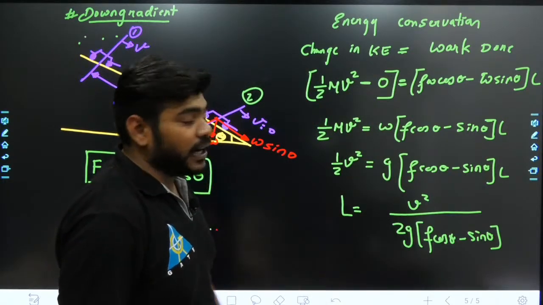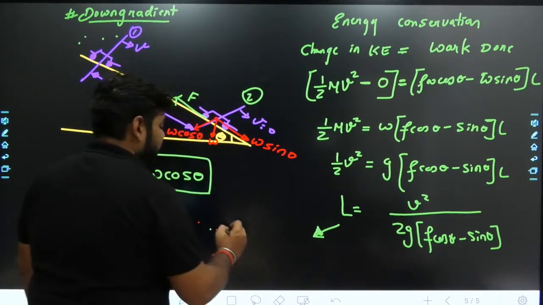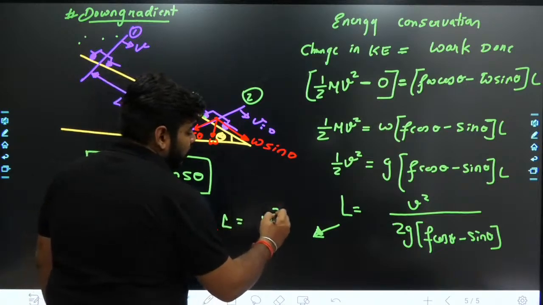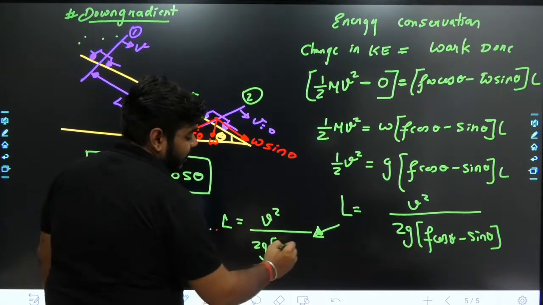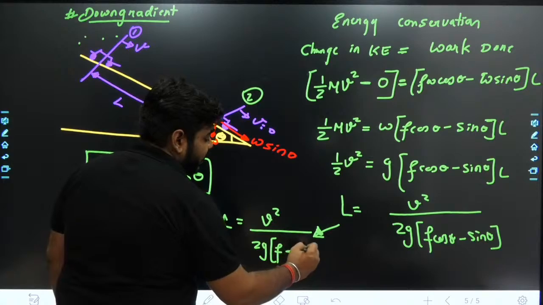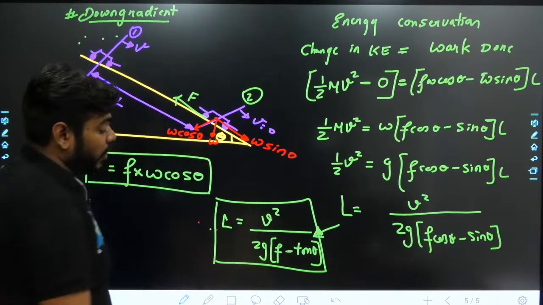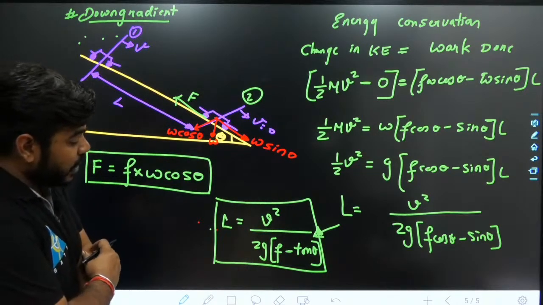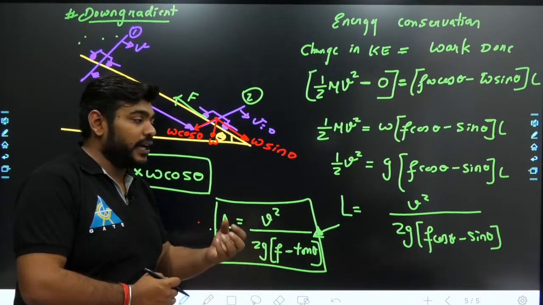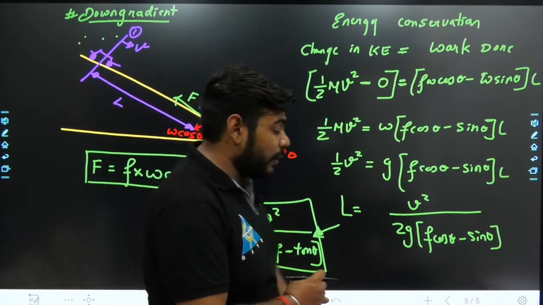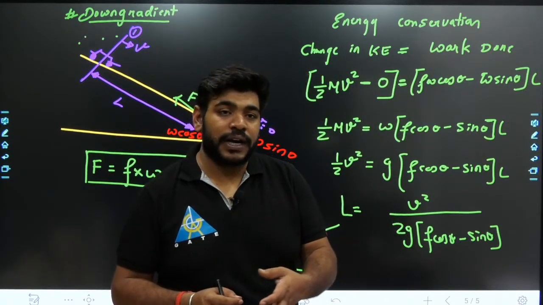If we take the value of theta very small, this expression can be written as L equals V square divided by 2g (F plus or minus tan theta), since cos theta is about 1 and sin theta can be written as tan theta. This is the expression for down gradient. But you don't need to memorize whether the value is plus or minus: whenever a vehicle is moving on an up gradient, the value will be plus, and when the vehicle is moving on a down gradient, the value will be minus.